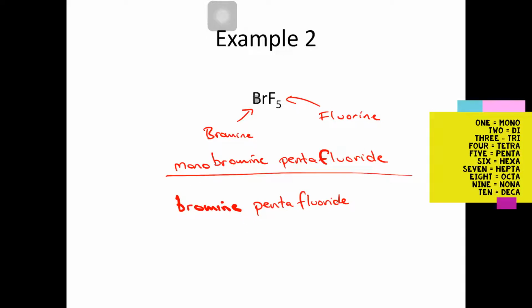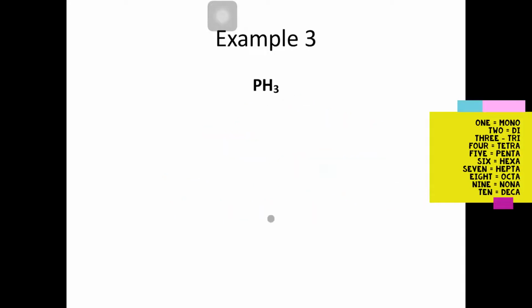Now, why can we do that? Well, it's the same reason we can remove the word mono, for the same reason why we can remove the number 1 up here. The fact that I am mentioning it indicates that there is at least 1 present. If there wasn't 1 bromine present, then we wouldn't have written bromine. So mono or no mono, it means the exact same thing. And in the exam, you'd be given full marks regardless of which one however you wrote this. Let's have a look at the third example.